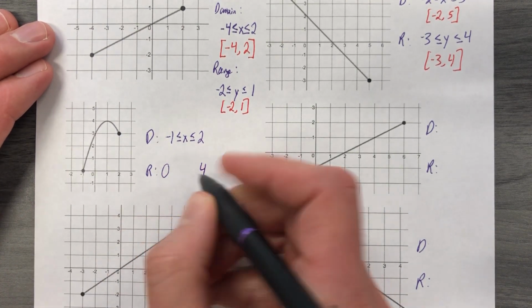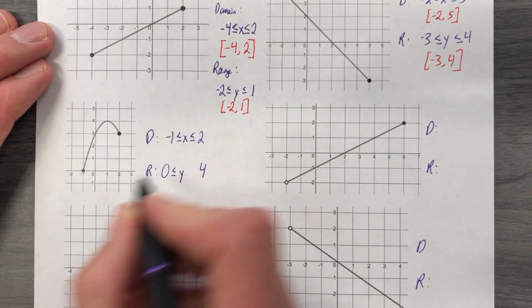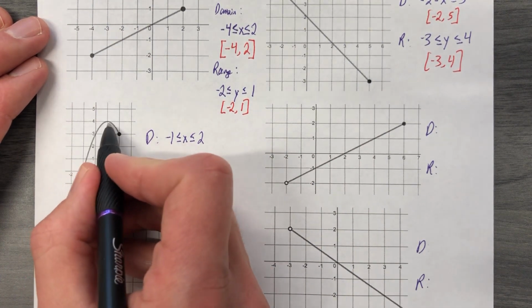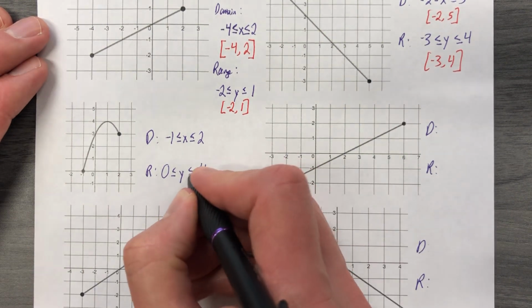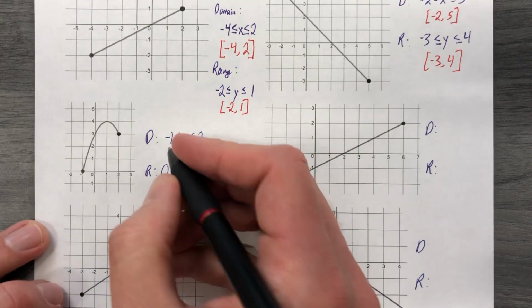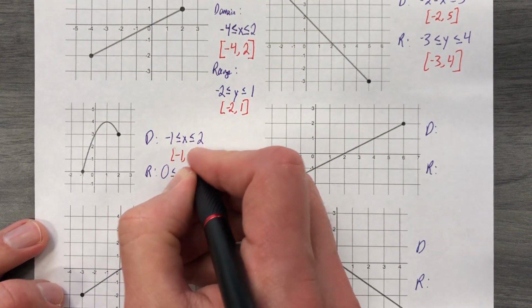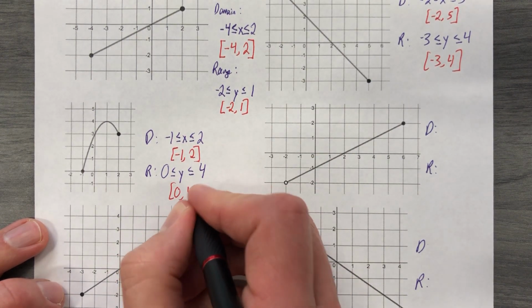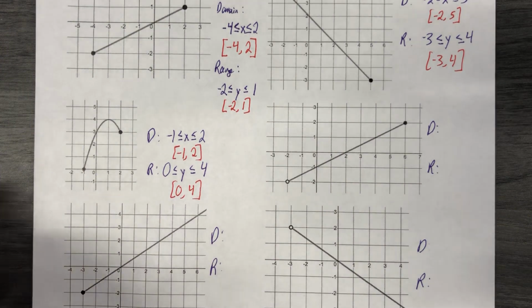0 to 4. And it does include 0. Notice the filled in circle. And it does include 4. Notice that it exists. That's it. Okay, so here goes. This one's going to go from -1 to 2. We haven't used parentheses yet. We keep using the braces. 0 to 4. All right, get ready to use some parentheses here.